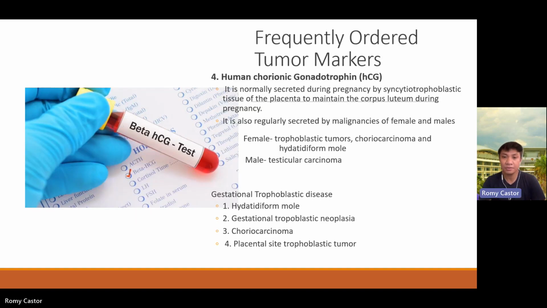Okay, human chorionic gonadotropin, this is our hormone that is being produced by the placenta normally during pregnancy. So if our patient is non-pregnant and you have a high level of human chorionic gonadotropin, it would be related to cancer like your hydatidiform mole. You can also have your gestational trophoblastic neoplasm. You can also have your choriocarcinoma. In the case of the male patient where you have a high level of the beta human chorionic gonadotropin, it will signify here testicular cancer.